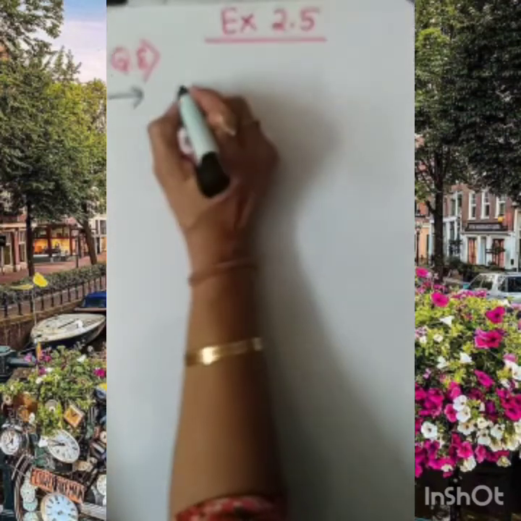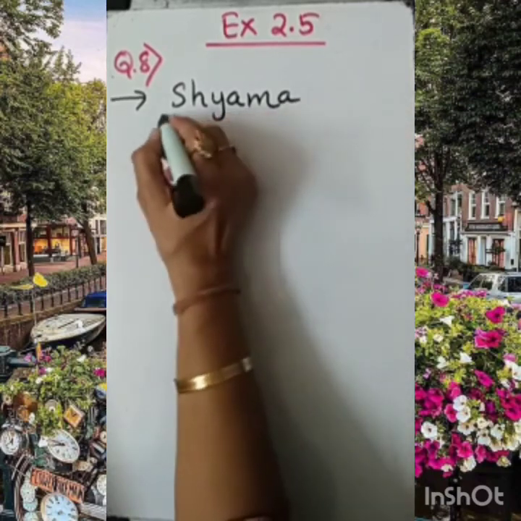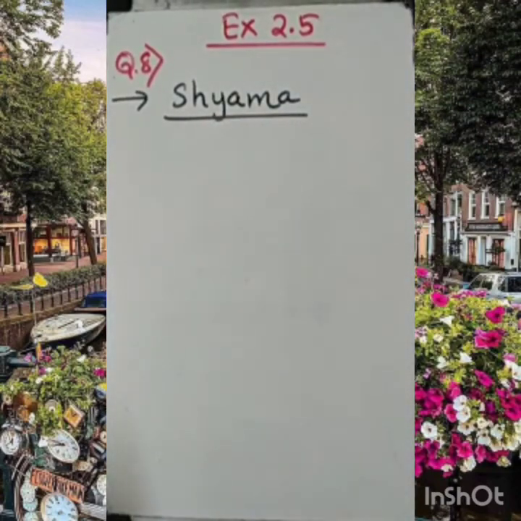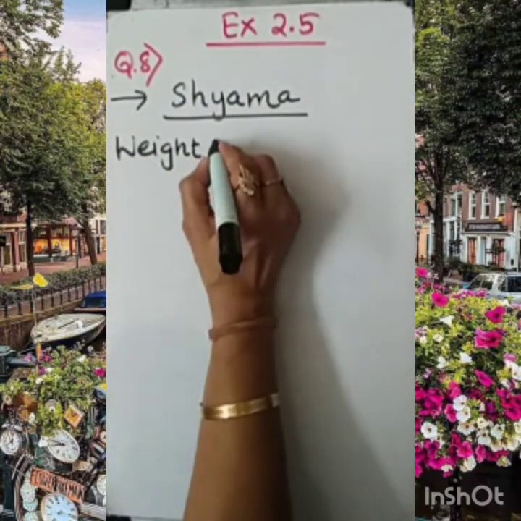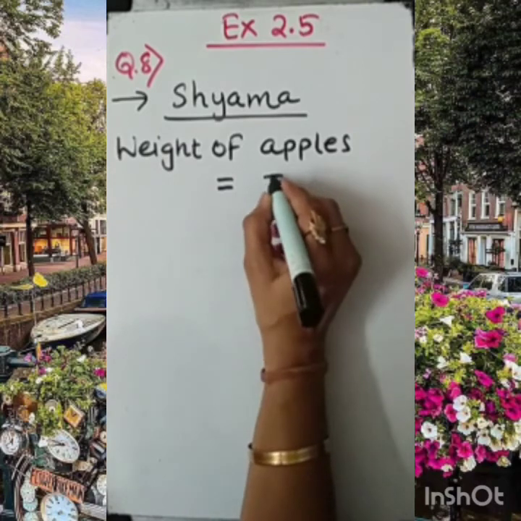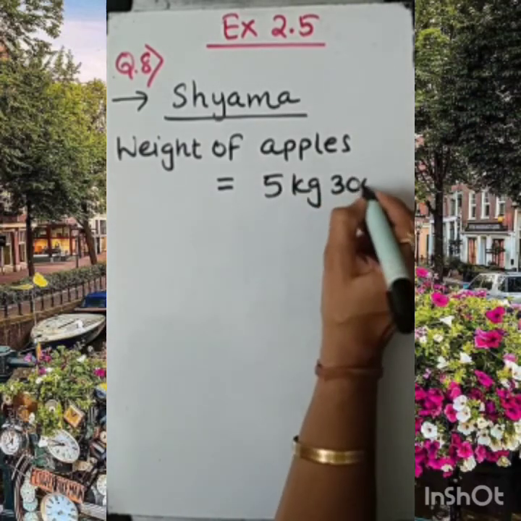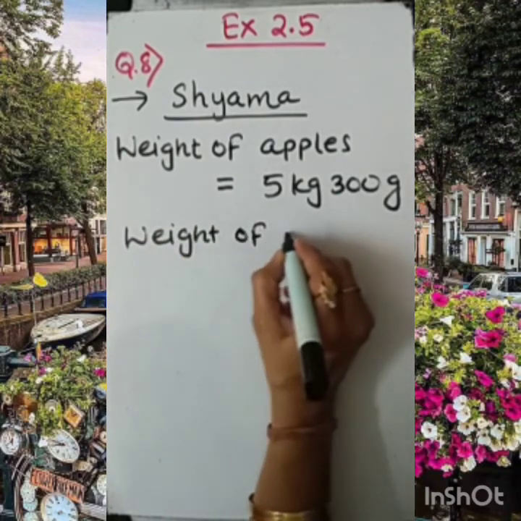First I am writing the name. Here we are given Shama. So we are working on Shama, which means the weight of the fruit purchased by Shama, that is apples and mangoes, we have to add. In the beginning we need to make a statement this way: weight of apples. How much is it? 5 kg 300 gram. Second, we are given the weight of mangoes.